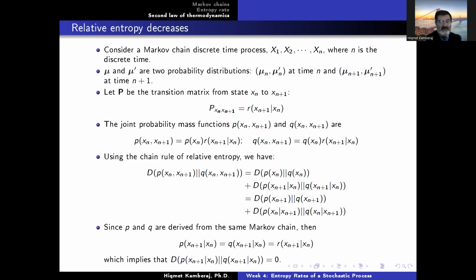For the Markov chain, since P and Q are derived from the same Markov chain, we can say that the conditional probability P of xn plus 1 given xn is equal to Q of xn plus 1 given xn, and it is equal to R of xn plus 1 given xn. This implies that the relative entropy of the conditional probabilities is equal to 0, because P is equal to Q.